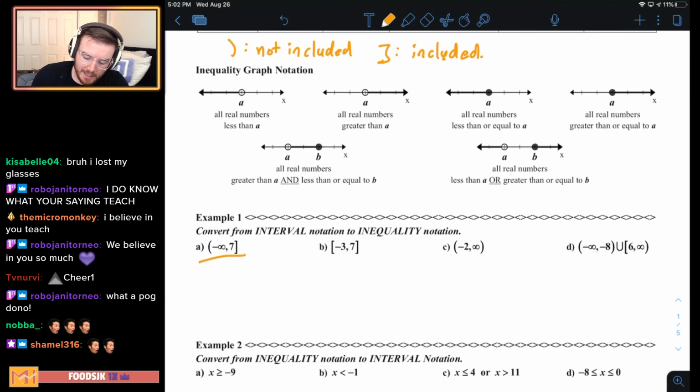So convert this interval notation to inequality notation. Everything from negative infinity to 7. So all those negatives are less than 7. So I say less than 7. But the bracket means included. So how do you say included when it comes to an inequality notation? You use the equal sign.